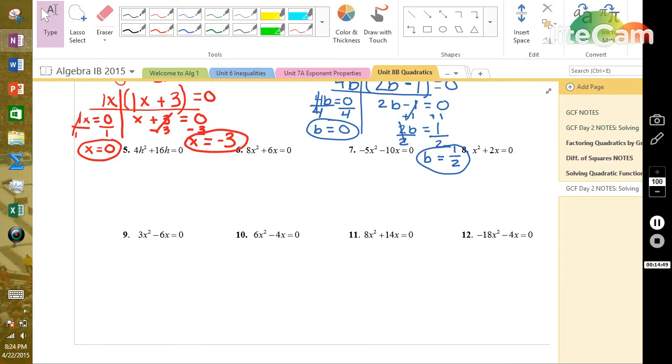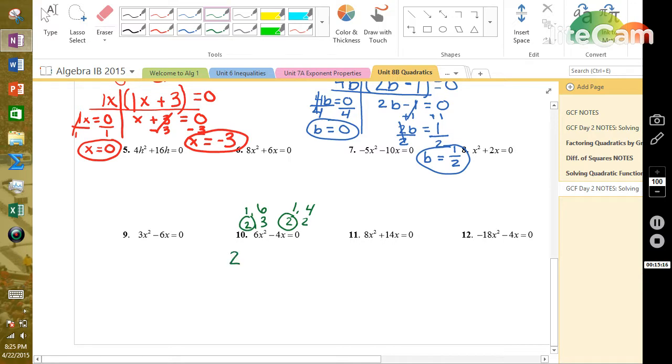Now let's skip ahead and try example number 10. So first thing we do is we list our factors. Our factors of 6 are 1 and 6, 2 and 3. Factors of 4 are 1 and 4, 2 and 2. The greatest common factor in each term is 2, so I will take out a 2. I have x squared and x, so the most x's I can take out is 1.